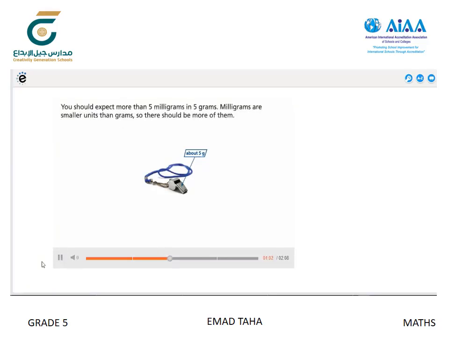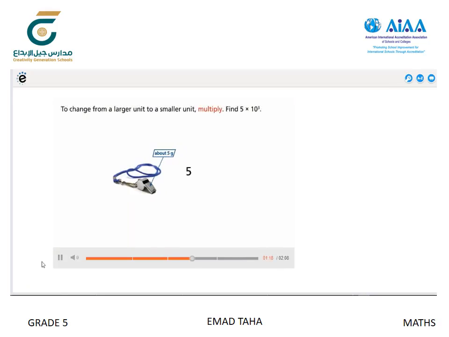You should expect more than 5 milligrams in 5 grams. Milligrams are smaller units than grams, so there should be more of them. To change from a larger unit to a smaller unit, multiply. Find 5 times 10 to the third power. So, 5 grams equals 5,000 milligrams. So, a whistle has a mass of about 5,000 milligrams.